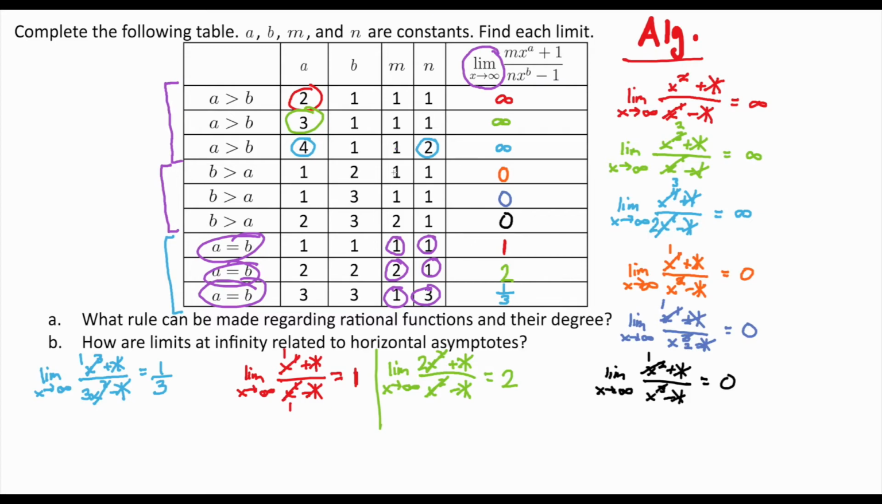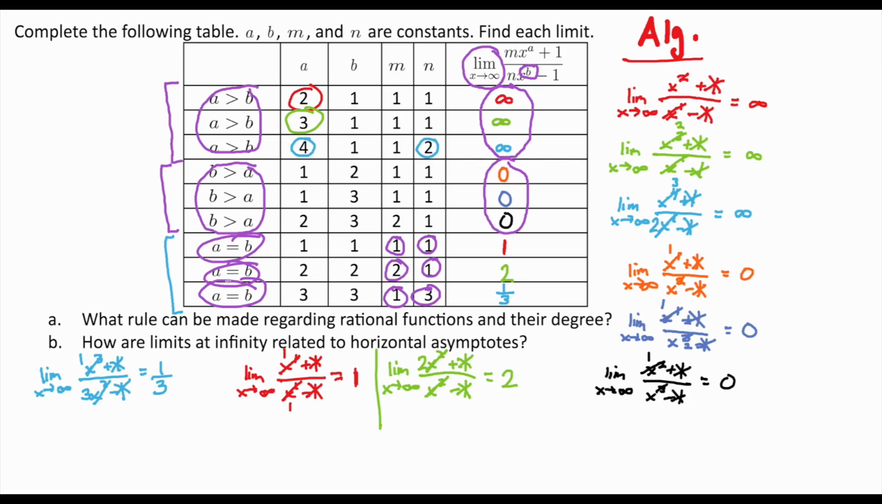So part A says, what rule can be made regarding rational functions and their degree? Well, again, just to reiterate, if the power on top is bigger and x is going to infinity, then you're going to have infinity for your answer. So that's one rule. Okay, the next rule, if b is greater than a, so if the power on the bottom is bigger, it doesn't even matter if m or n is bigger, you're still going to go to 0. Okay, if the degree on the bottom is bigger and x is going to infinity, you're going to have 0.